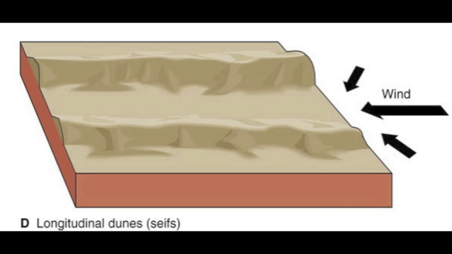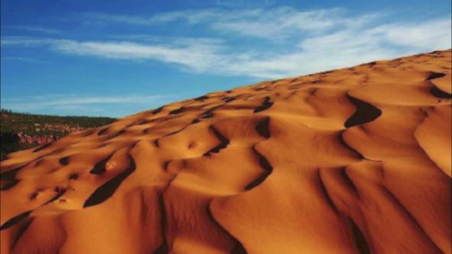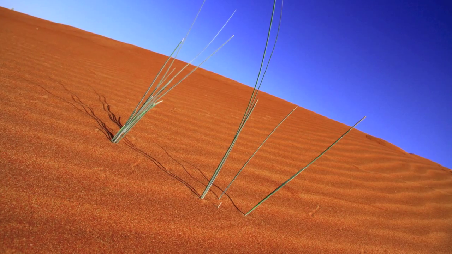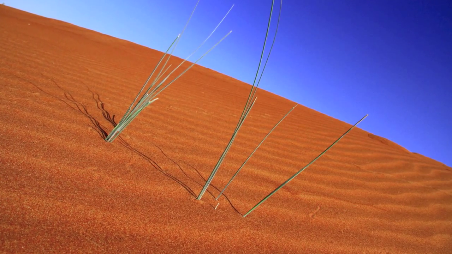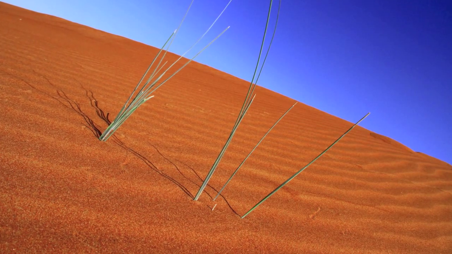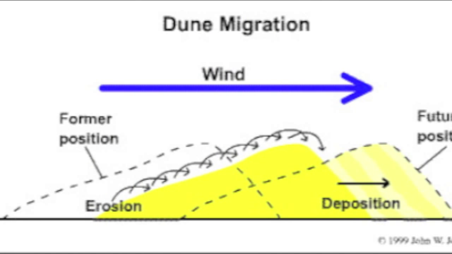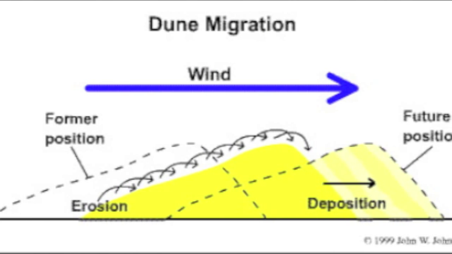Longitudinal dunes form in areas with little sand where the direction of wind slightly varies, which causes the formation of dunes parallel to the wind's direction. Most vegetation can't grow on sand dunes because there is very little soil. However, some grasses, such as beach grass, can grow due to their tolerance for the environment. Dune migration, a process that we touched on earlier, can cause severe damage.